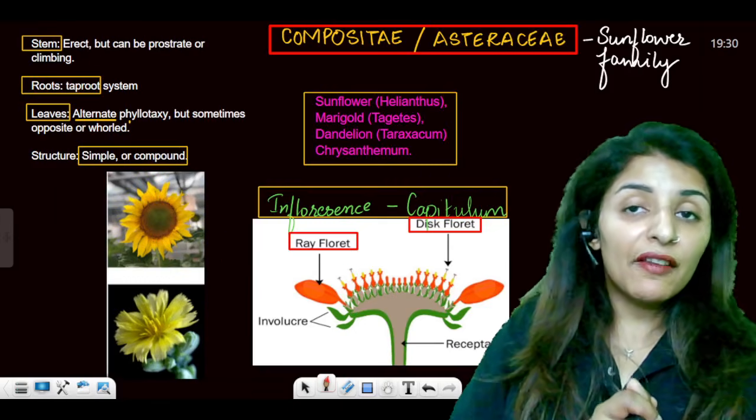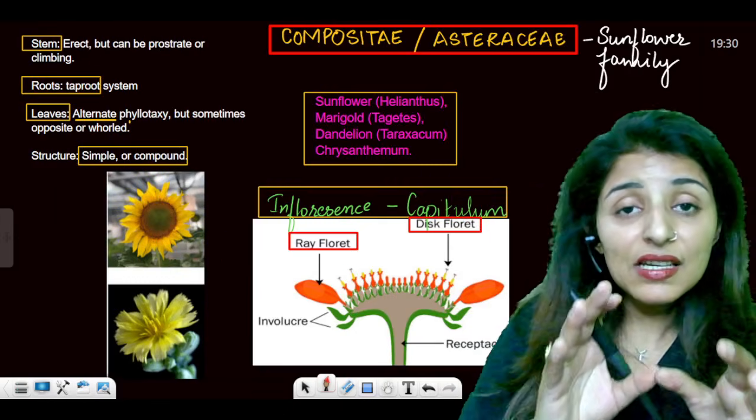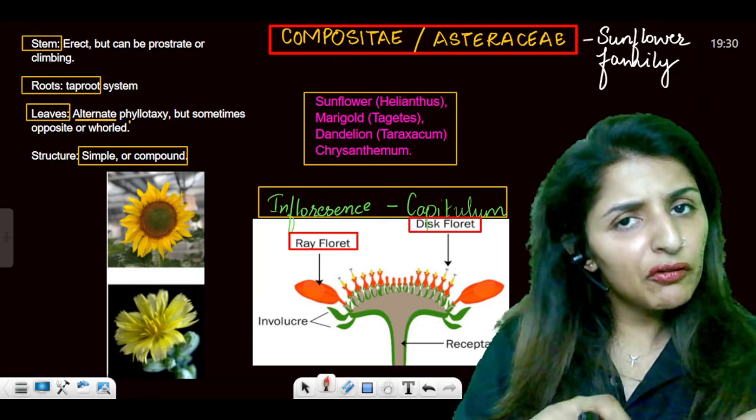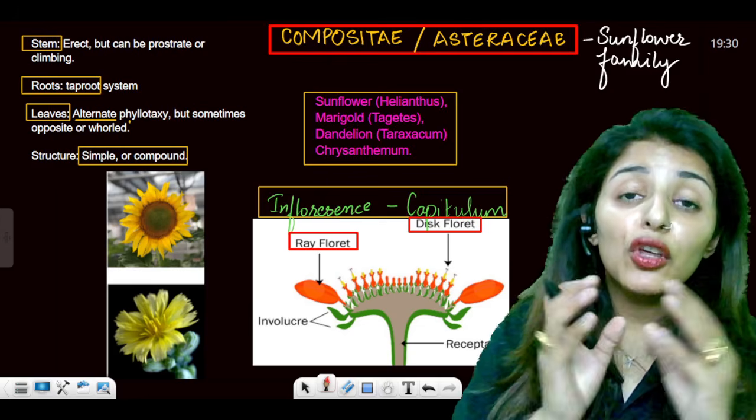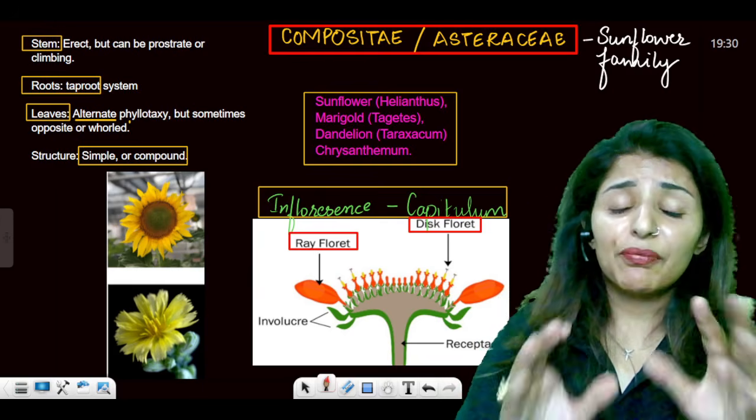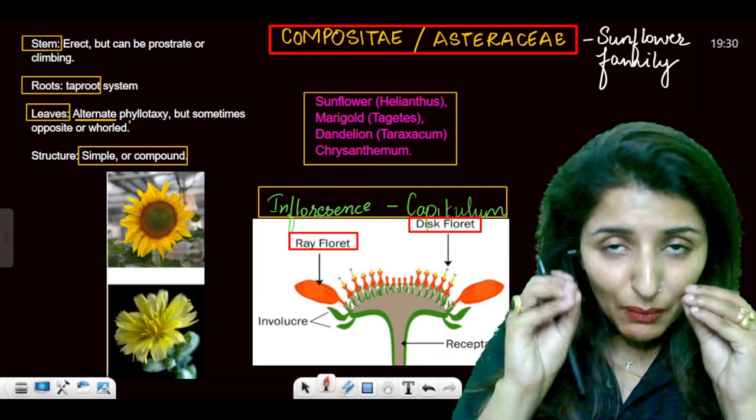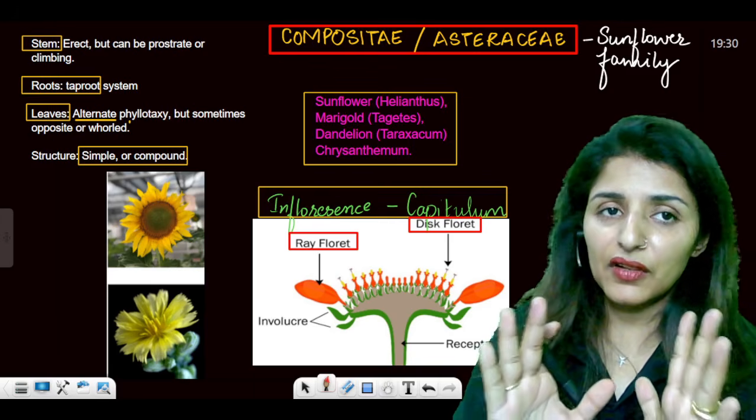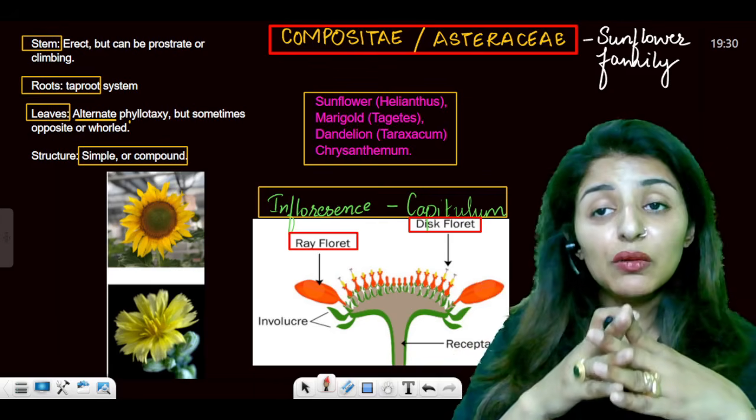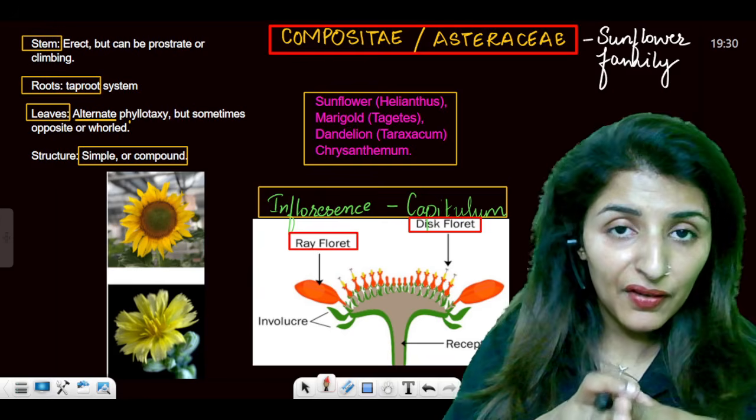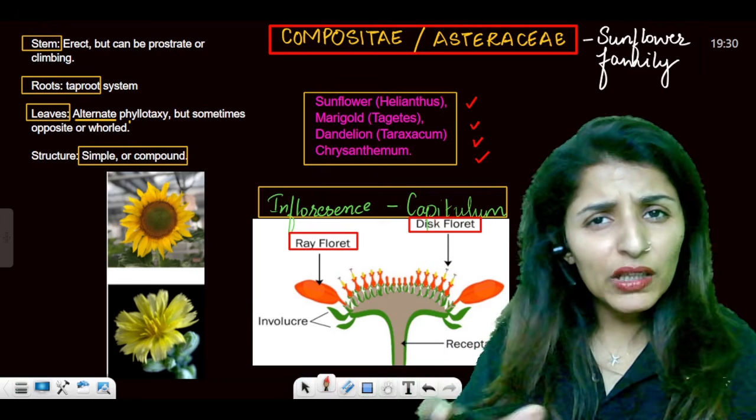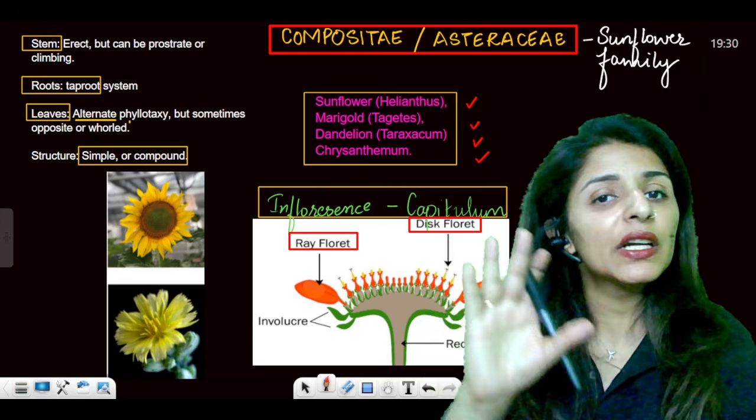Now coming on to the five families. We will be understanding these families: the basic vegetative characters, a few examples, the type of inflorescence, and most important of all, you have to memorize their floral formulae. If nothing else, you just revise the floral formulae, remember the floral formulae, and your work is half done. So first of all, starting with the Compositae family, the Asteraceae family. This family is also known as the sunflower family. Apart from sunflower, we have marigold, dandelion, chrysanthemums, all these beautiful winter flowers, they come under this family.